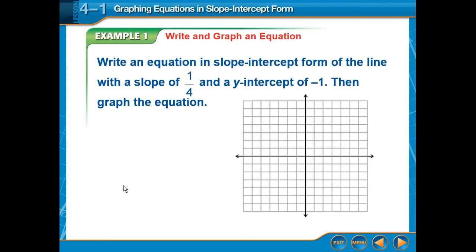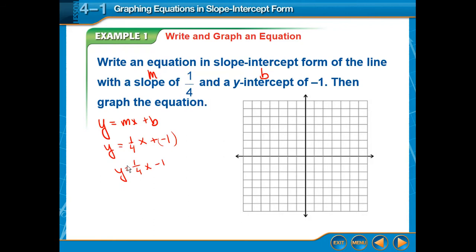Well, if they tell us the slope, remember slope is m, is 1/4, and a y-intercept we call b, is -1. Slope-intercept form is y equals mx plus b. I have m and I have b, I just plug them in. So y equals 1/4 x plus -1, or 1/4 x minus 1. Okay, so how do I graph this?